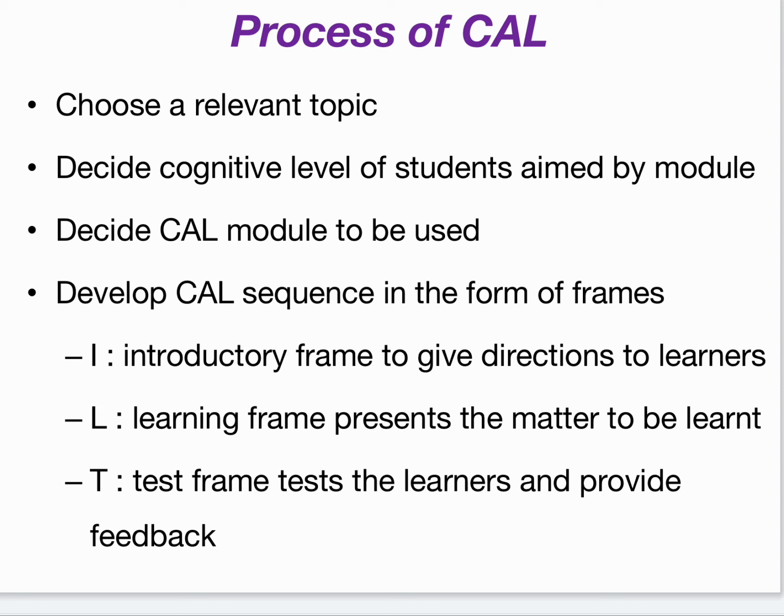Whenever you prepare a computer assisted learning module, initially you have to choose a relevant topic that is apt for preparing it. While preparing the module, you have to be very clear about the cognitive level of students aimed by the module. That is, what do you expect the students to achieve from that particular module? Decide the module to be used, that means the type of CAL that is to be used.